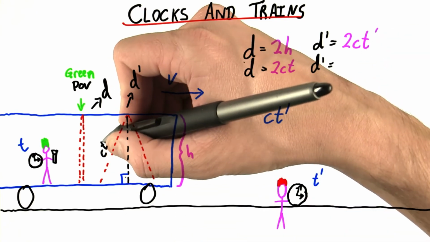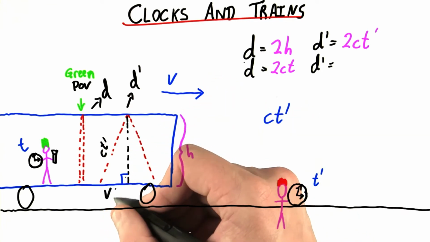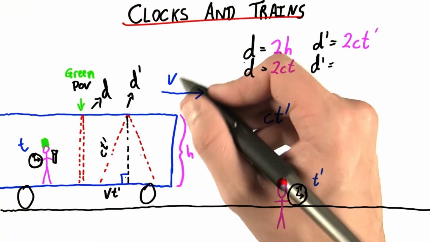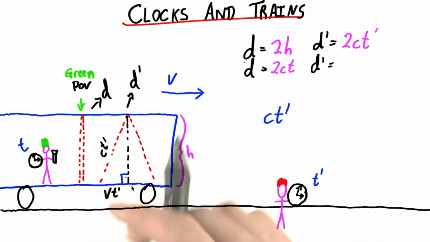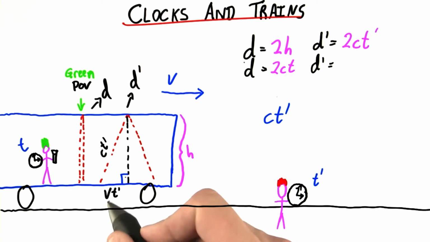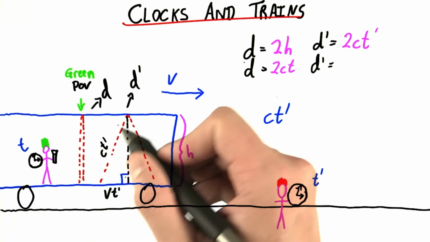Okay, so this side is ct prime, this side is h, and this side, well, it's v times t prime. It's the speed of the train, v, times the time elapsed. That's how far the train has advanced. So actually I have this wonderful right triangle. Base, height of h, and hypotenuse of ct prime.